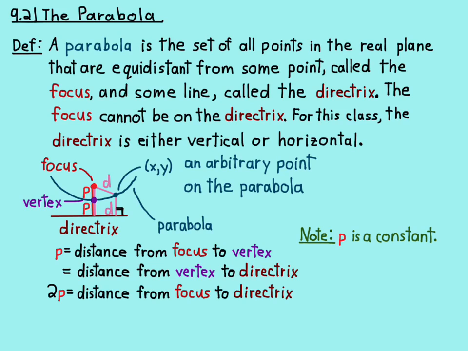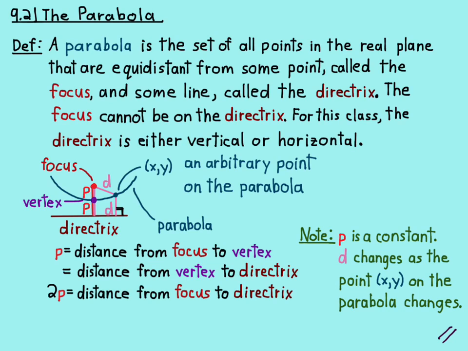So note that P is a constant and D changes as the point xy on the parabola changes. So for example, on this picture, P is shorter than this D. This is a different D here. So the D depends on the point that you're at. But the main thing is that the two Ds, like the one from here to here and the one from here to here, are the same distance. If I went here, that one would be shorter, but this would still be the same distance as this. Right? So anyway, that's the parabola definition.